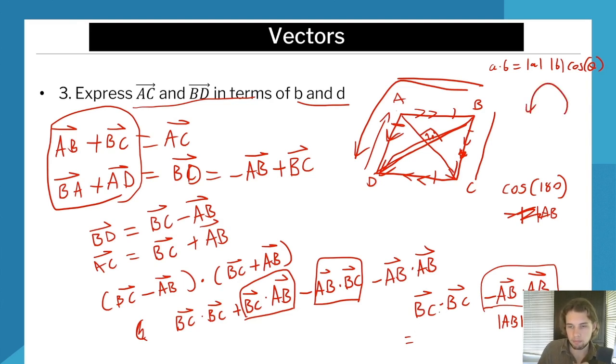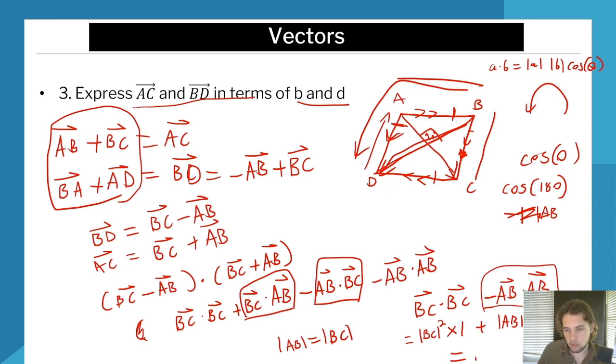And then BC dot BC is a similar thing. It's the magnitude of BC squared. This time it's times 1, because we have cos 0. The angle between these two same vectors is 0. Now we go back to what we learnt before, and we realize the magnitude of each of these lines is actually the same. So we know the magnitude of AB is the same as the magnitude of BC, because each side of this rhombus has the same length.